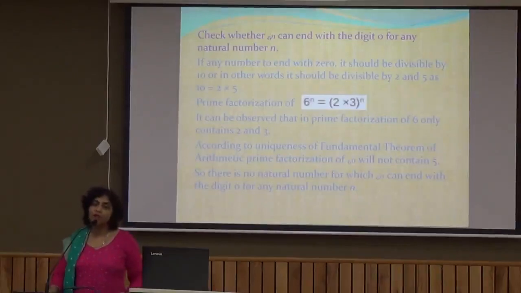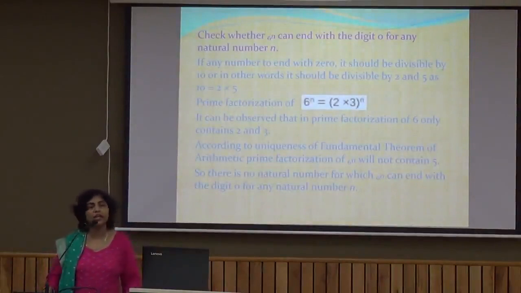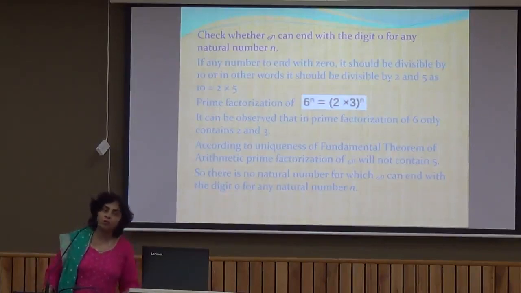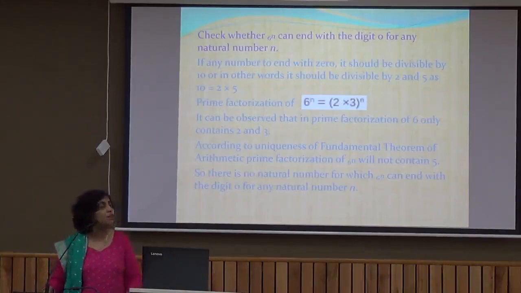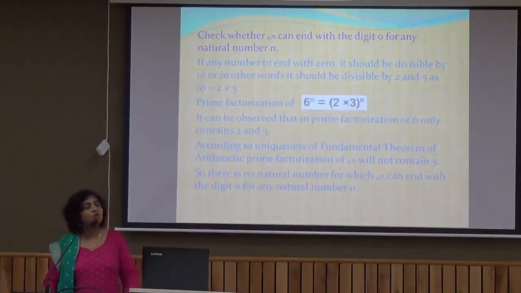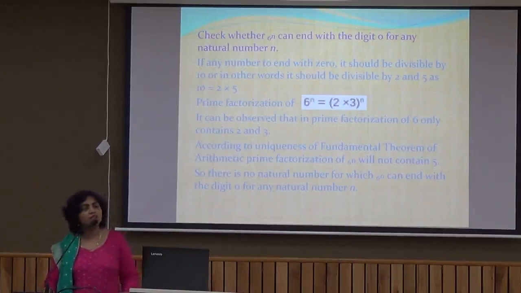Now with the help of the fundamental theorem of arithmetic, let us see whether 6 raised to power n can end with the digit 0 for any natural number n. For any natural number to end with 0, it should have 10 as a factor, and 10 contains prime factors 2 and 5. That means for a number to end with 0, it is mandatory that it has 2 and 5 as prime factors.